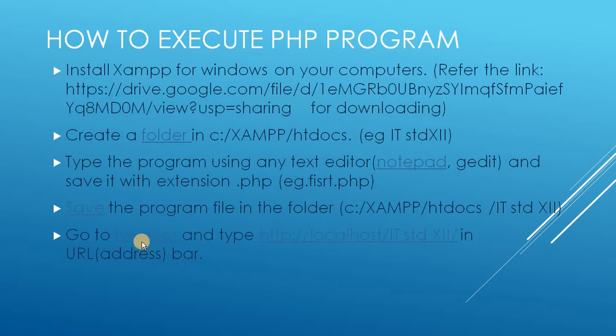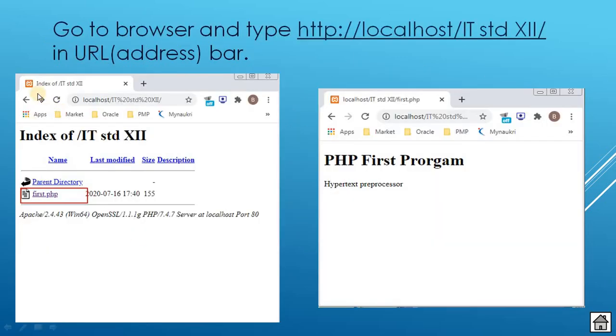After saving the file, you can go on any browser and there you have to type http://localhost/ITStandard12, okay, in the address bar. Let's see how this looks. Here, this is our browser. In the address bar URL, we are going to type localhost/ITStandard12 and press enter. After you press enter, you can see the directories, that is the files which are present in your folder. This is the file which we have created, first.php. After you click this file, you will see the execution of the program.